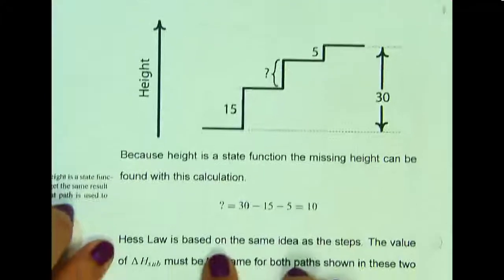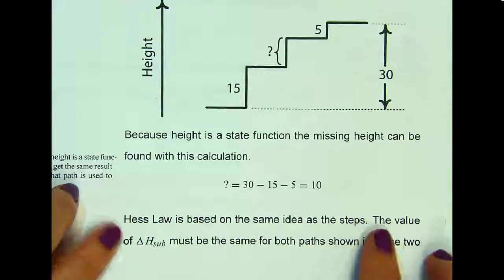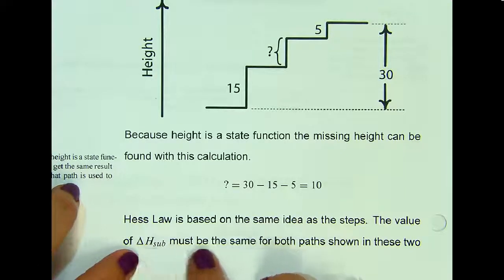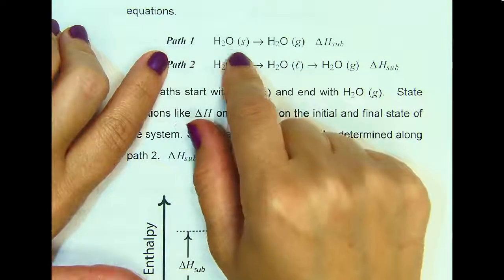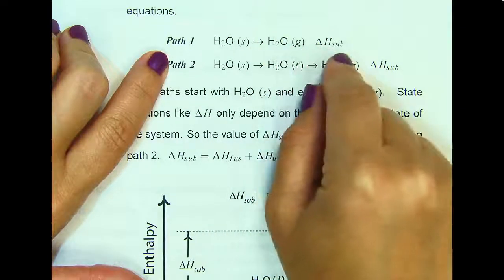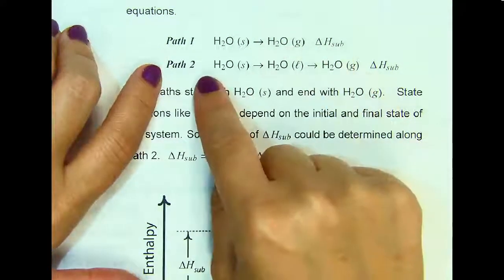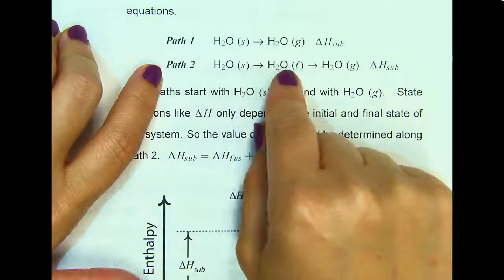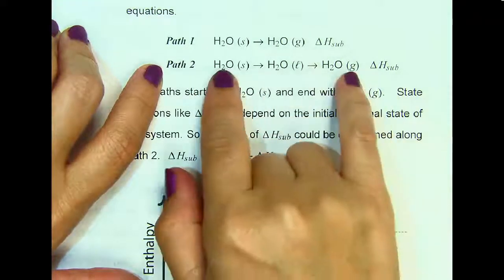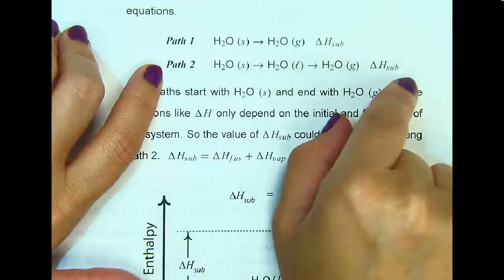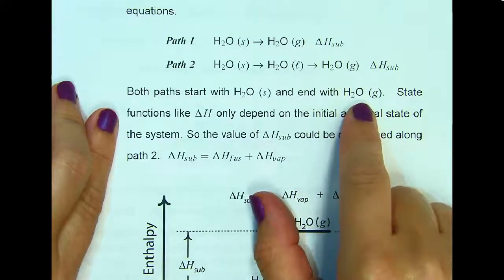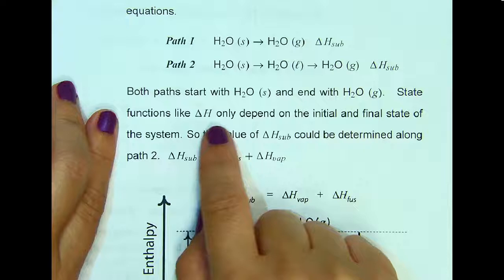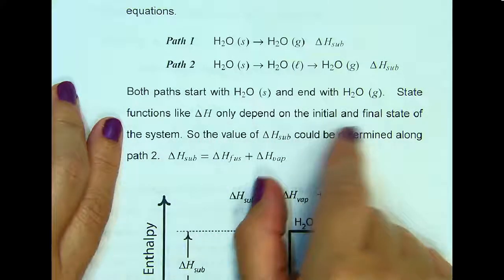Hess's Law is based on the same idea as the steps. The value of delta H sublimation must be the same for both paths shown in these two equations. Path 1 is H2O as a solid changing to a gas, with the delta H of sublimation. Or path 2, if you go from solid to liquid to gas, the leap from start to end is still the same delta H of sublimation. Both paths start with H2O solid and end with H2O gas. State functions like delta H only depend on the initial and the final state of the system.